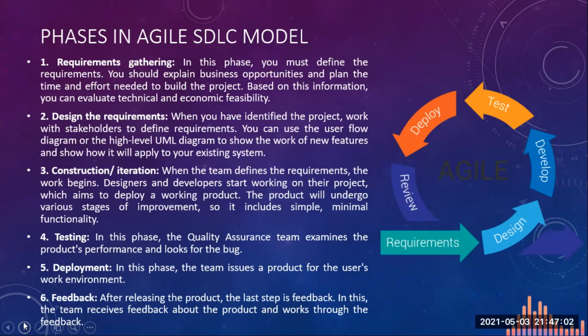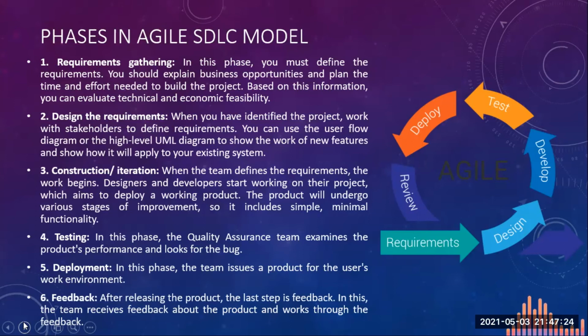The third phase is construction or coding. This is when the team defines the requirement and the work begins. Designers and developers start working on their project, which aims to deploy a working product. So basically, guys, this is the coding phase. The product in this phase will undergo various stages of improvement. So it includes simple, minimal functionality.